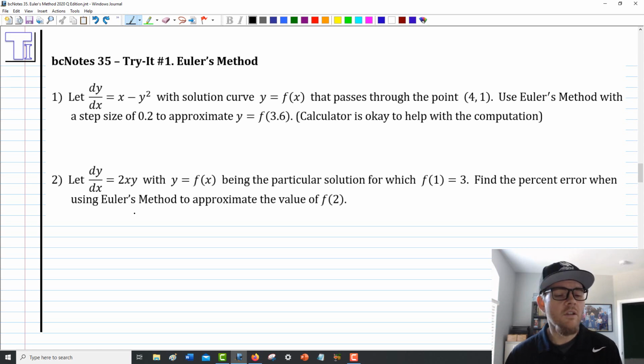The second one, I think, is a much cleaner problem, but it does ask you to find the percent error, so you will have to solve the differential equation using separation of variables. But I made it one that's fairly clean and easy to work with. If you want to, you can compare it to linear approximation, but it's just to let you practice that computation as well. So having said that, that completes the final lesson of Calculus BC.